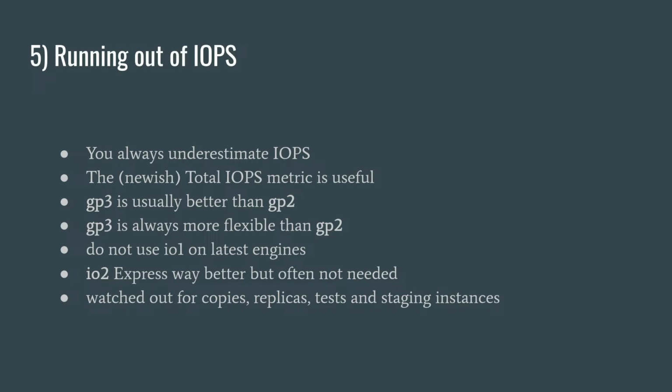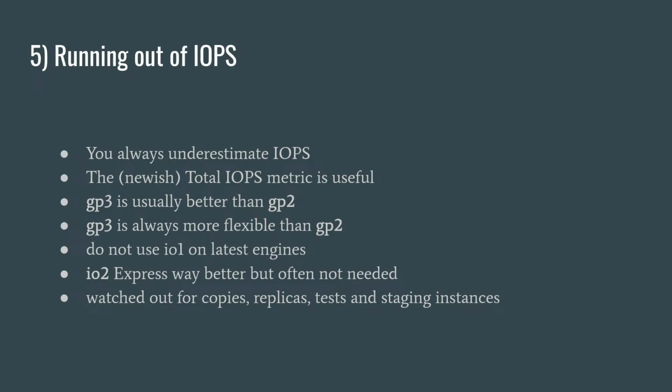Do not use IO1 unless you really have to. Use IO2, because IO2 has now been out for 1 year and provides, I would really say, double the performance of IO1 for most use cases. And the key feature is the same. The price of IO2 compared to IO1 is identical.